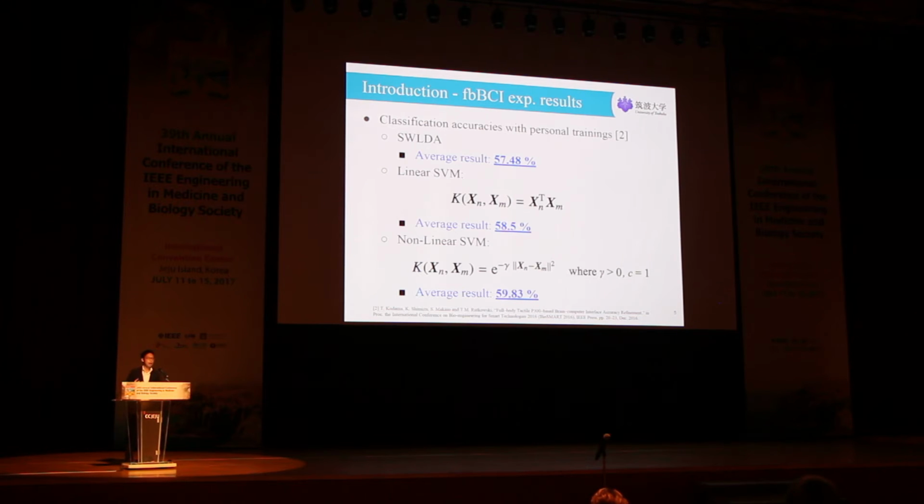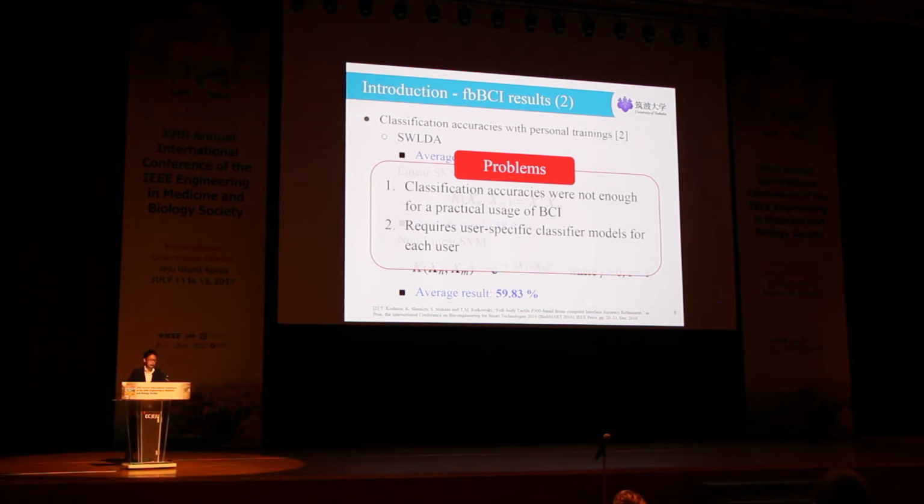We actually conducted an online EEG experiment with 10 BCI users, and calculated the classification accuracies that fit the correct rate criteria of the BCI study. We applied SWLDA, linear SVM and non-linear SVM for the classification, and the calculation result was around 60% correct. We actually have several problems here. The first problem is classification accuracy. 60% was not actually enough for practical application of the BCI for actual users.